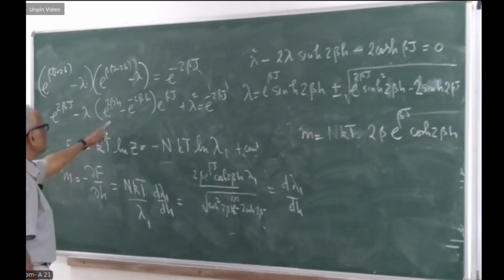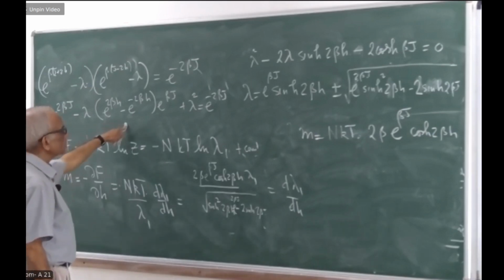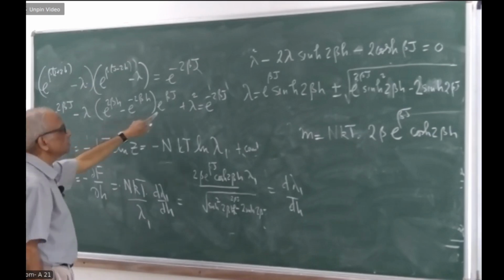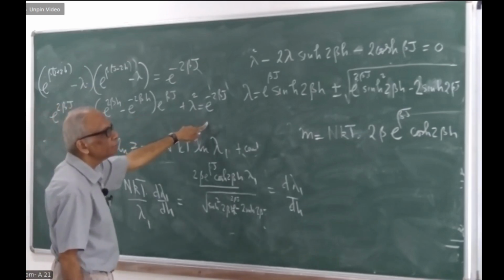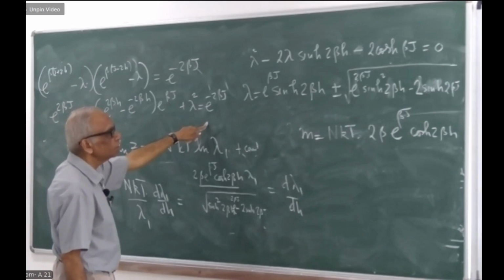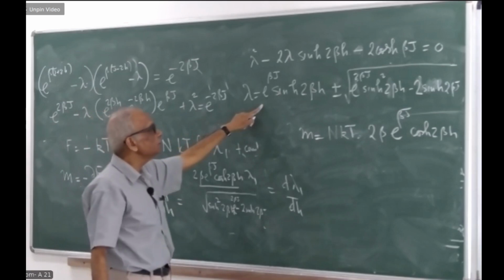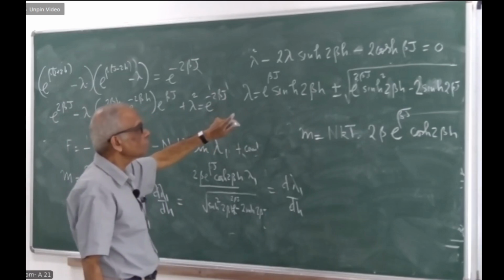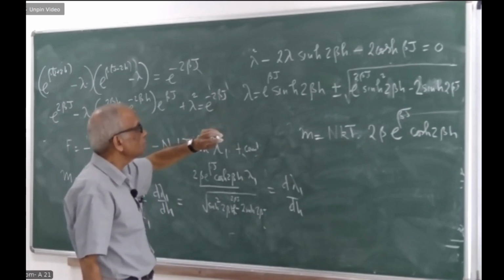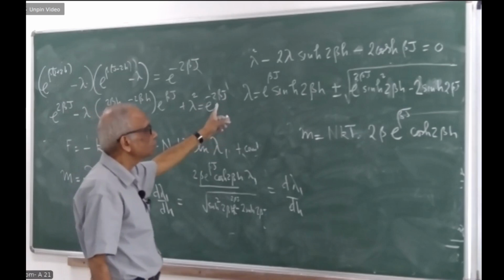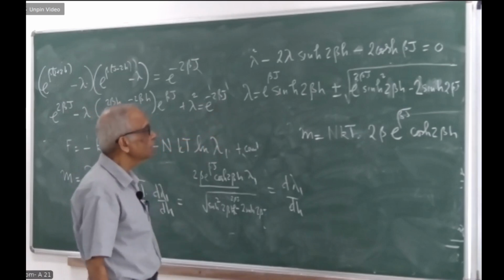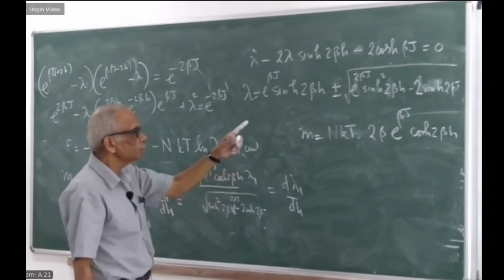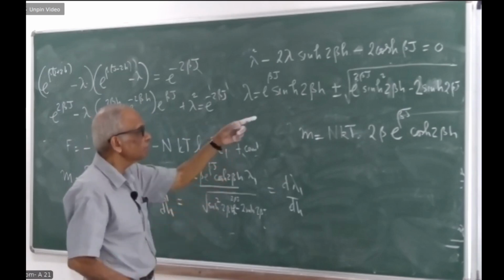Sine hyperbolic has to be the factor here. This is sine hyperbolic 2 beta j, and there is e to the power, so see the answer, the lambda should have a zero field limit, which is what it doesn't seem to have over there.